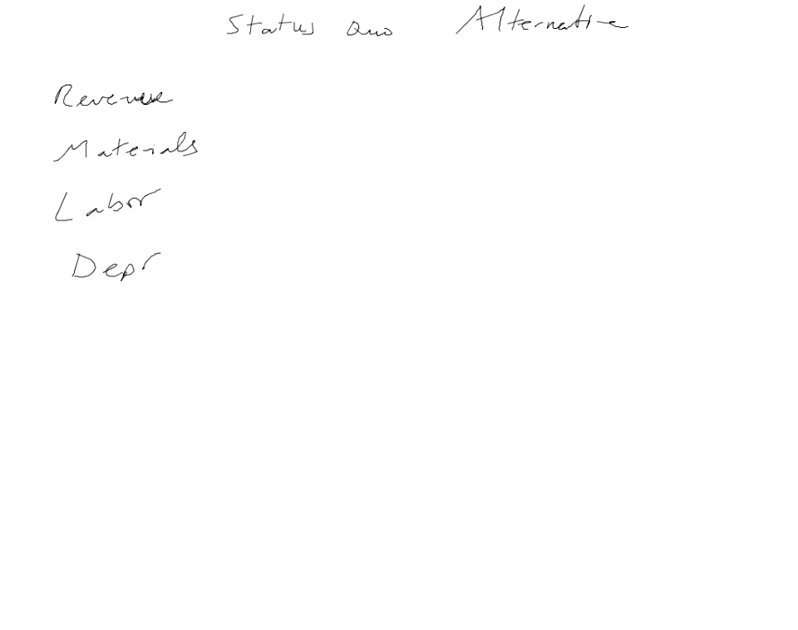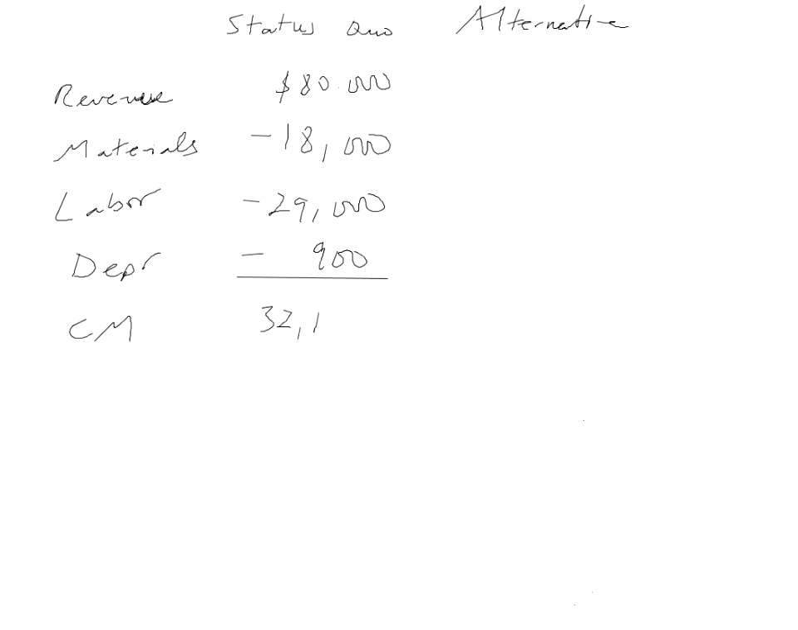Luckily, we don't have to calculate these numbers because they're in the fact pattern. The fact pattern tells us that revenue is $80,000. Our materials is $18,000. Our labor is $29,000, and our machine depreciation is $900. So if you take all that, take the 80,000, you subtract your materials, labor, and depreciation, you get a contribution margin of 32,100.